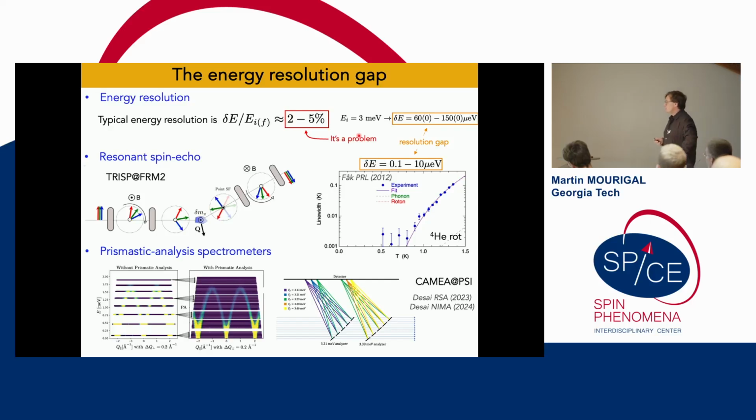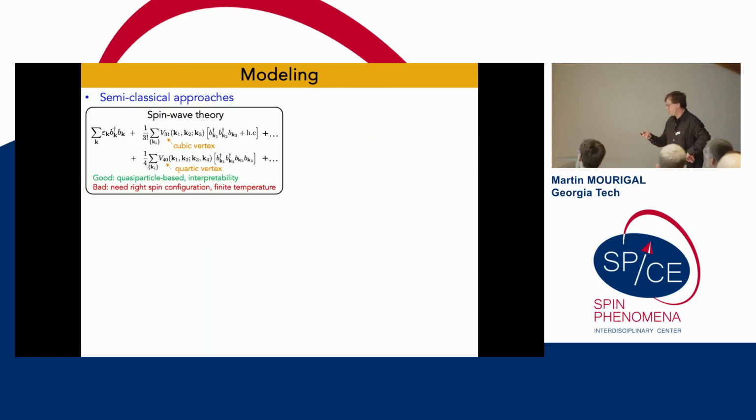Okay, so I'll skip this. There's a new emerging type of spectrometers that are called prismatic analyzers, and so we're really trying to do better, but it's not quite there yet. It's a fantastic machine at the PSI called CAMEA, where you essentially use the prism to do super resolution on your experiment. And that allows you to be very efficient in constructing these QE maps. But the resolution in this type of machine is still of the order of 3% of delta E over E. So resolution remains the challenge.